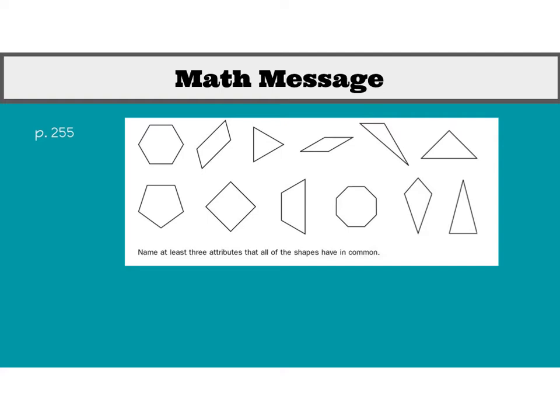So let's take a look at what they are asking us to do. We have all of these shapes up here at the top of your page, and they're telling you to name at least 3 attributes that all of the shapes have in common. So that's going to be the first thing that you're going to do today in your workbook. Once you finish that activity, I'm going to have you share that with your group members.